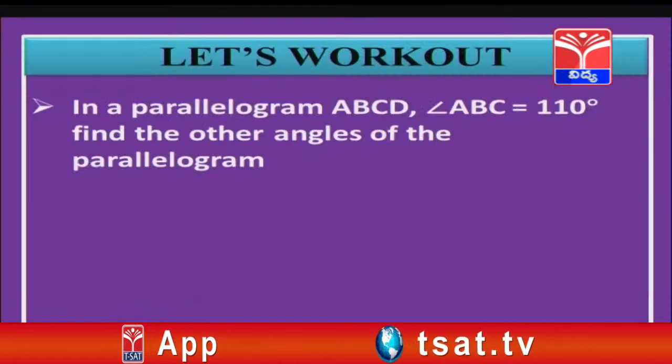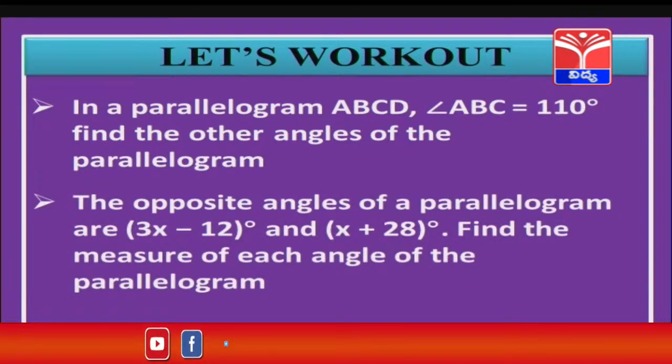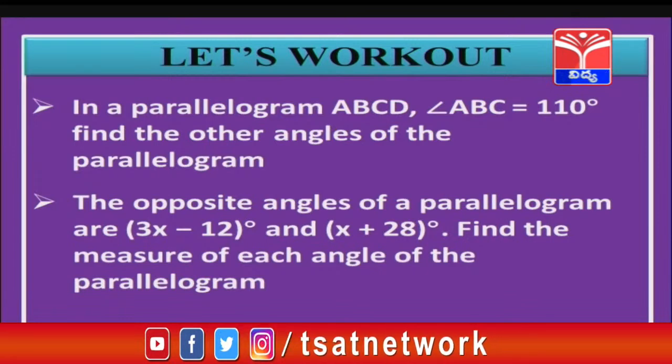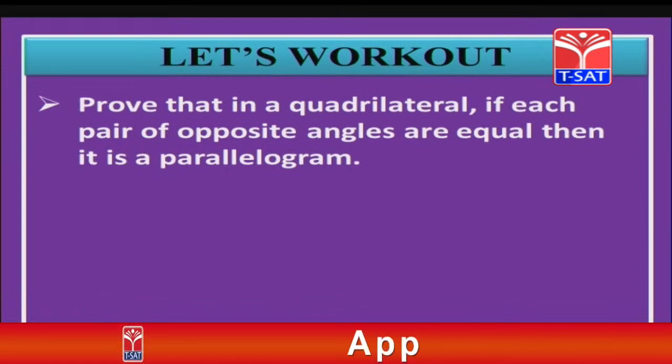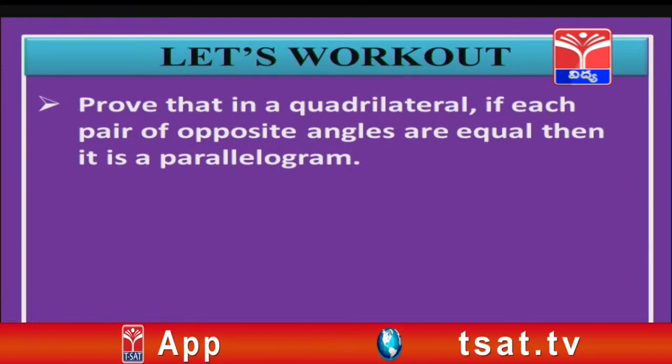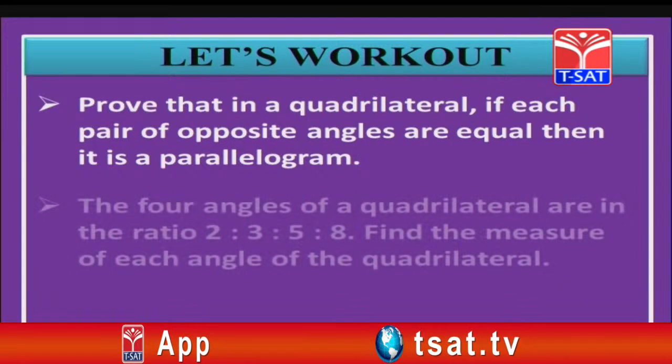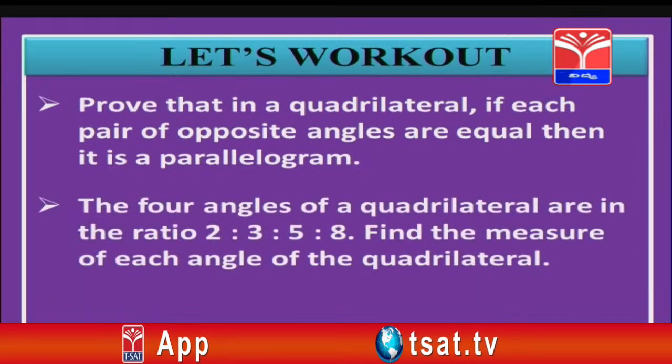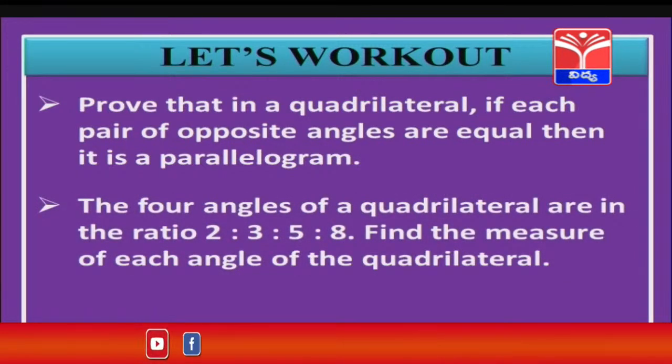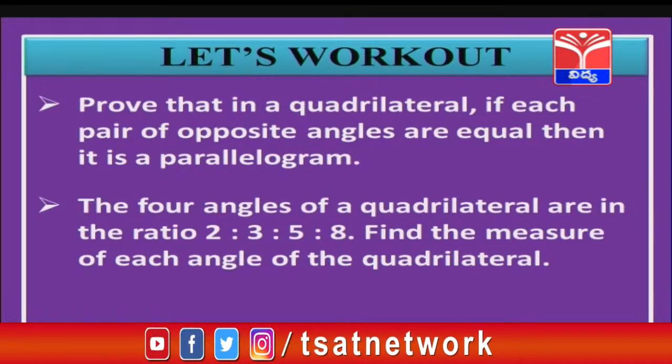In a parallelogram ABCD, angle ABC is 110 degrees. Find the other angles of the parallelogram. The opposite angles of a parallelogram are 3x minus 12 degrees and x plus 28 degrees. Find the measure of each angle of the parallelogram. Prove that in a quadrilateral, if each pair of opposite angles are equal, then it is a parallelogram. The 4 angles of a quadrilateral are in the ratio 2:3:5:8. Find the measure of each angle of the quadrilateral.